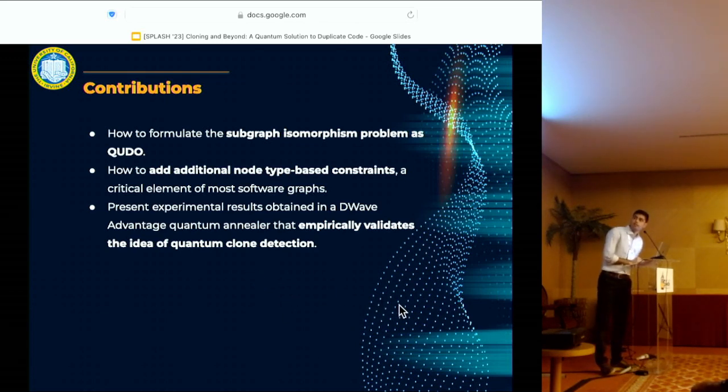So what are the contributions? We start off with formulating subgraph isomorphism as a QDO. I'm going to expand upon this in the talk. And a critical component of our application is adding node type constraints, which is comparing the nodes of 2 ASTs to make sure that you're comparing the right types of nodes when you're trying to map one AST onto the other. And lastly, we are empirically evaluating our algorithm and getting a really good idea of what we can expect and what we cannot expect from quantum annealers in this present state that they're in.